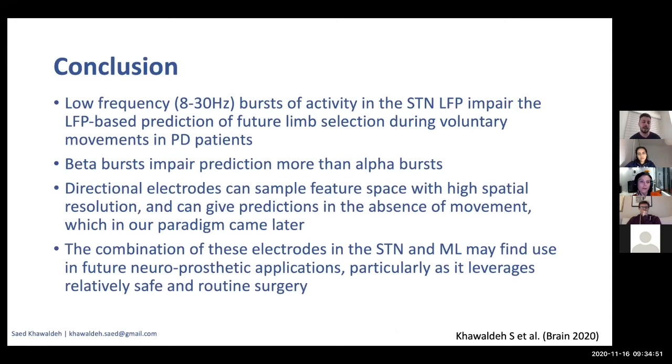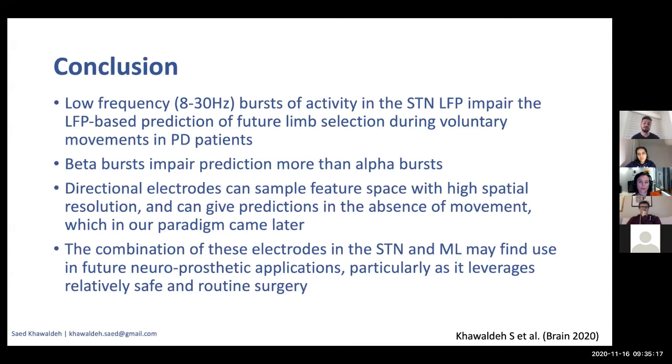So just to conclude this piece of work, the low frequency, 8 to 30 hertz, burst activity does impair the LFP-based prediction, and we can see that through the low area under the curve in the accuracy. And the beta burst, we found, does impair the prediction more than the alpha burst.